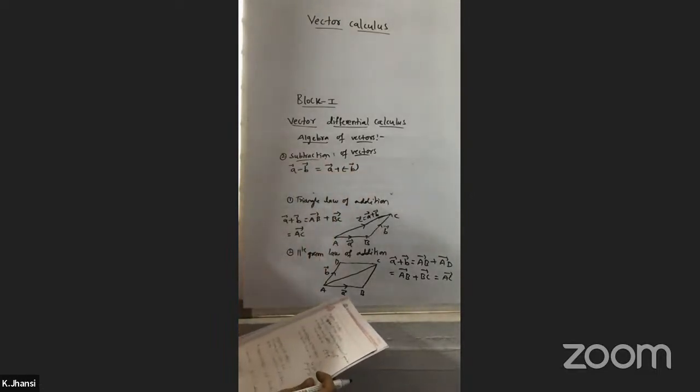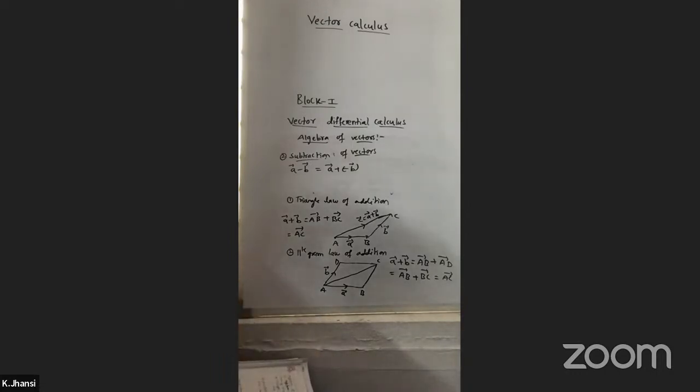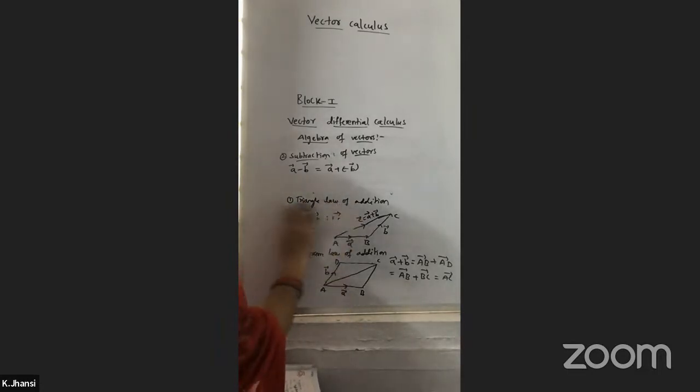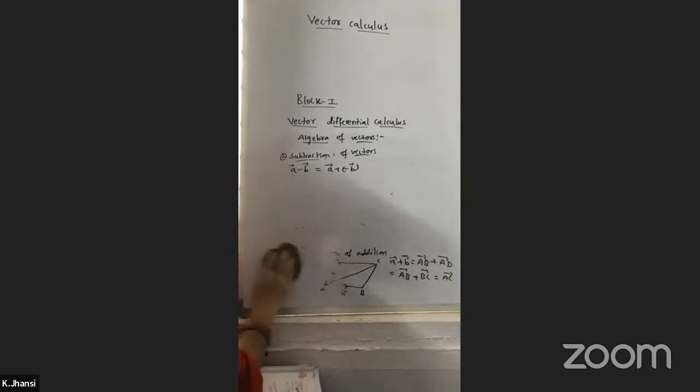And next we have the properties of addition. In addition, some properties are there. That means it satisfies the commutative law. The commutative law is A plus B equals B plus A. And it also satisfies the associative law. In vector addition, both associative and commutative properties are satisfied by the vectors.